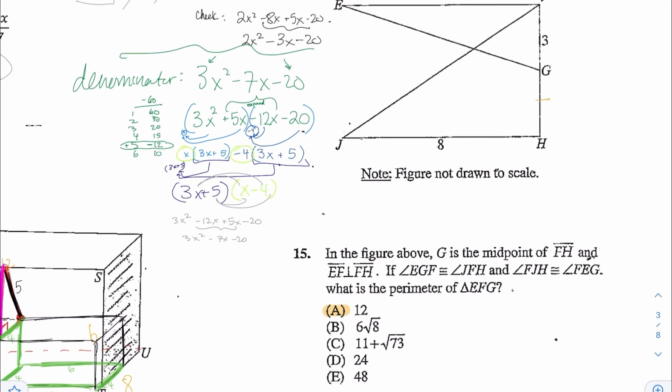So midpoint means these two pieces are equal. Statistically also equal to 3. Remember, figure not drawn to scale. And then EF is perpendicular to FH. So that means that you have a right angle here. And then angle EGF, so this angle here, is equal to angle JFH.